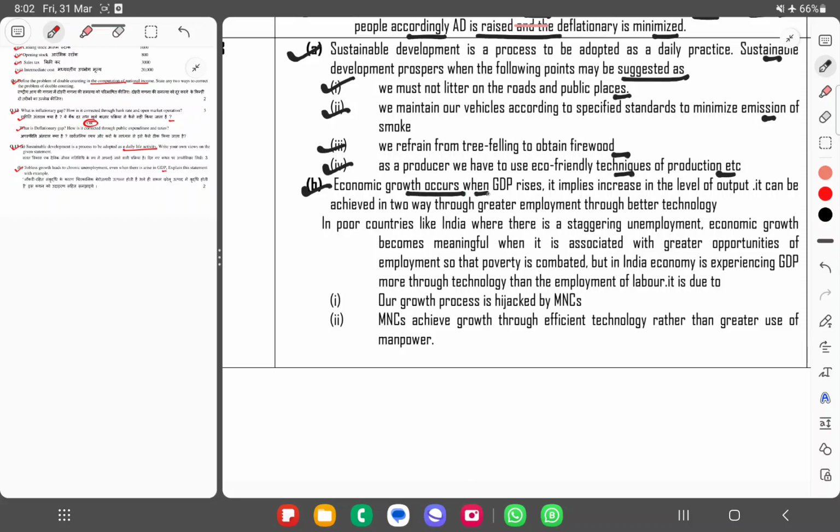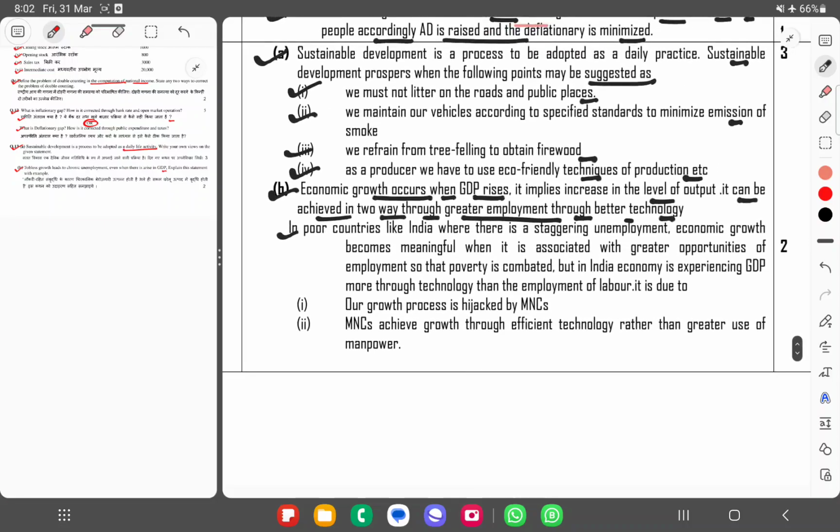Economic growth occurs when GDP rises. It implies an increase in the level of output. It can be achieved through greater employment or through better technology. In poor countries like India, where there is staggering unemployment, economic growth becomes meaningful when it is associated with greater opportunities of employment.